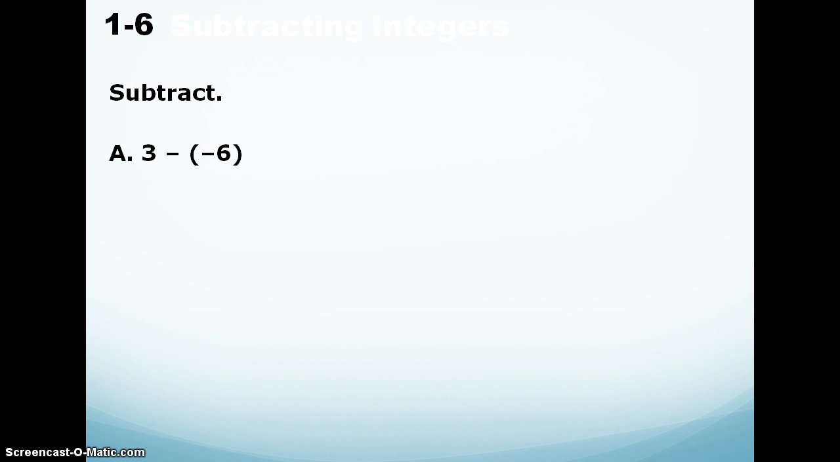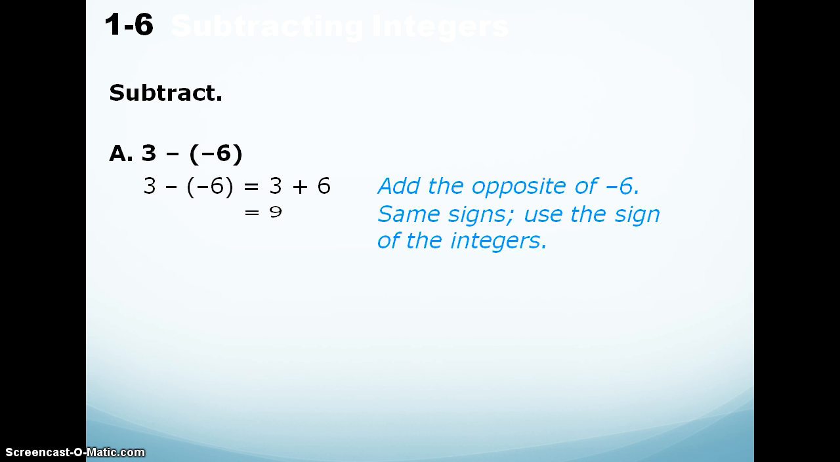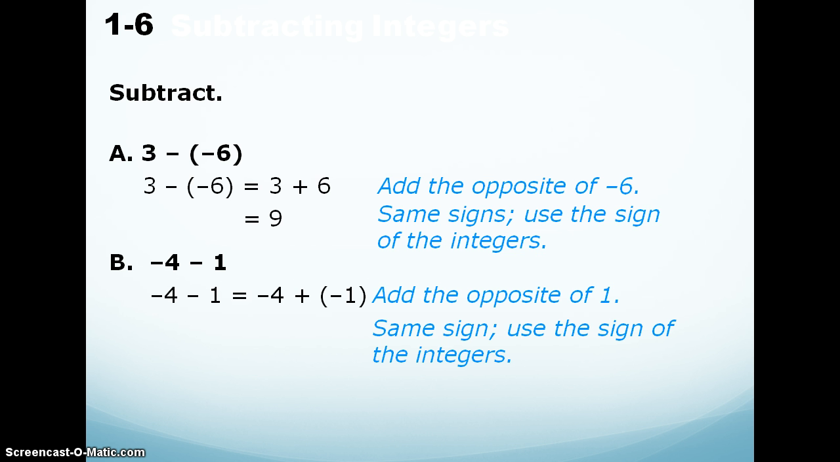3 minus negative 6. Again, this becomes addition. So it's 3 plus 6 equals 9. Negative 4 minus 1. We're at negative 4. Take one more away. Taking away from a negative takes it further into the negatives, which would put us at negative 5.